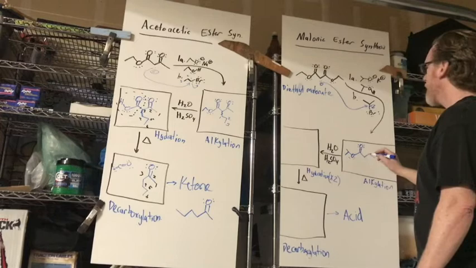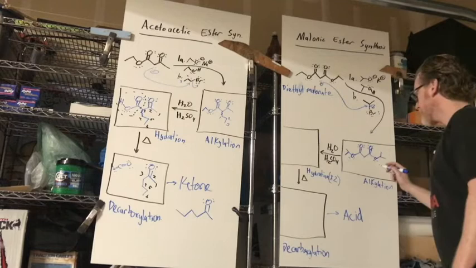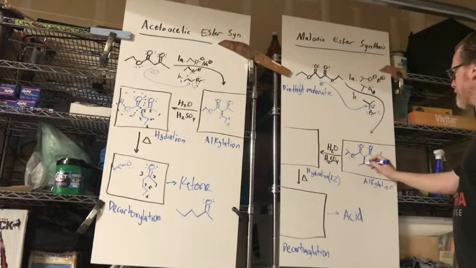Wait, did I wiggle this? That one should be wiggled. That one should be wiggled. Should this one be wiggled? No. A little bit tricky, huh? Because it's got the ester the same on both sides. So we're just going to add those three carbons like that. No wiggle. I'll go 1, 2, 3.